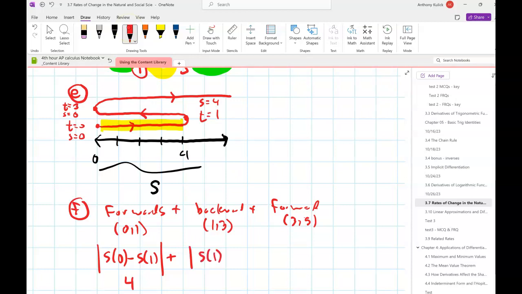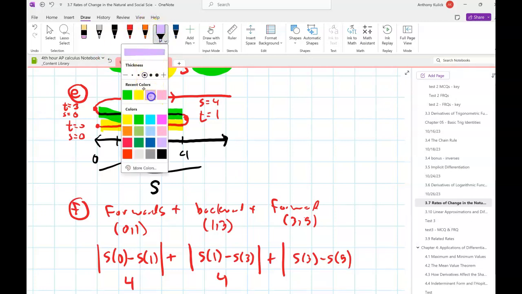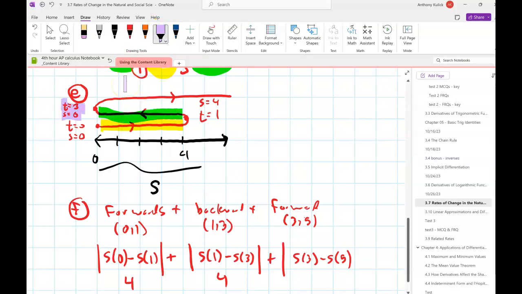And then I'll do S of 1 minus S of 3. I'm just going to do the absolute values of these things because it's a distance. I don't care whether it's positive or negative. But again, I know what that is. That's just that distance, which again, going from 4 to 0, well, that's just 4. And then I need the distance from S of 3 to S of 5. Well, I know at S of 3, we're at 0, right?